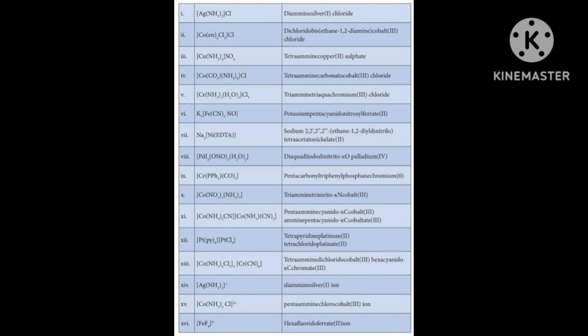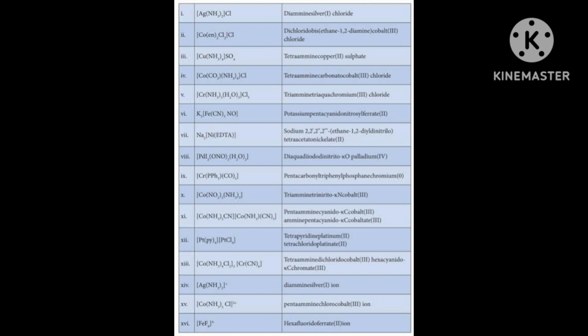Then charge, what will be the charge in the complex? Actually +3. Cobalt has +3 oxidation state, but 2 cobalts are there having 1,2-diamine. Then the total is 6 charge. Total 6 charge, +3 each, 6 charge.